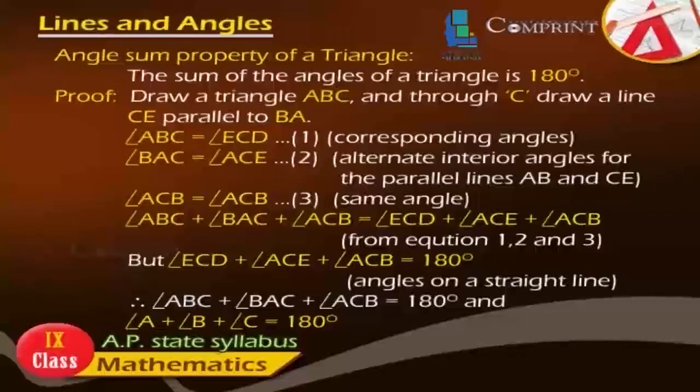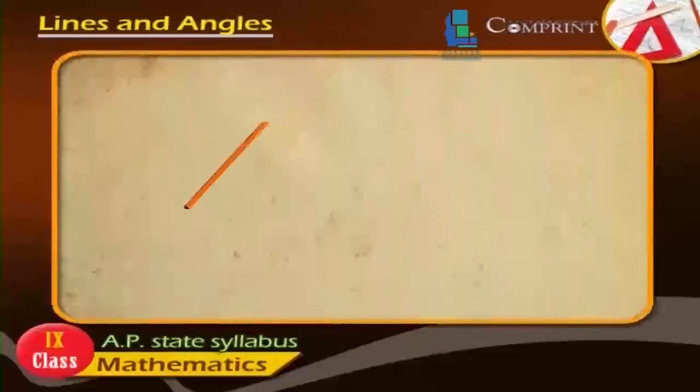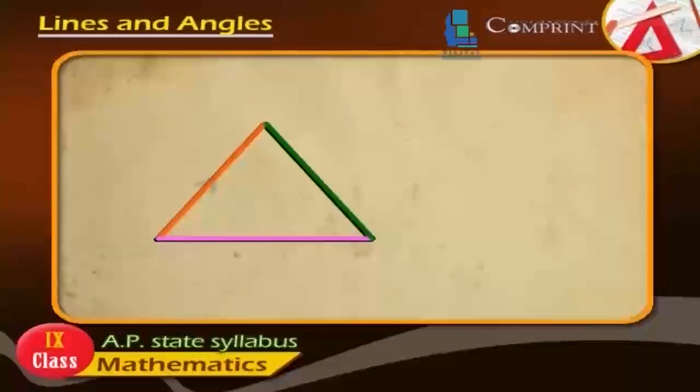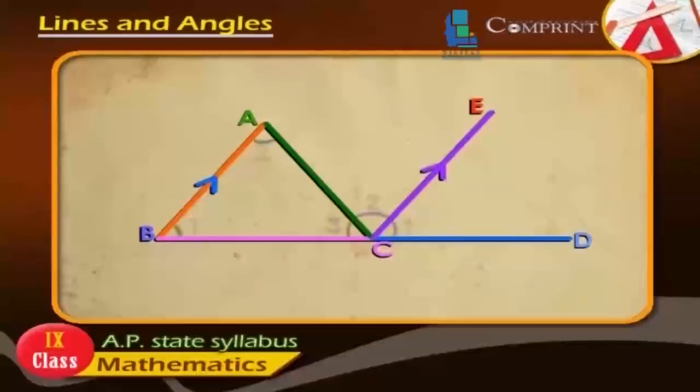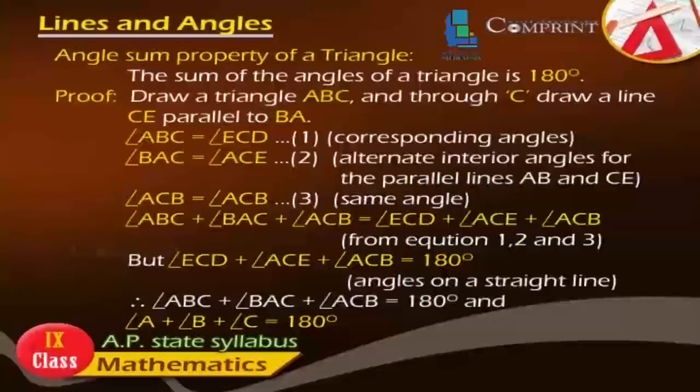Angle sum property of a triangle. The sum of the angles of a triangle is 180 degrees. Proof. Draw a triangle ABC and through C, draw a line CE parallel to BA. Angle ABC is equal to angle ECD, equation number 1. Corresponding angles.